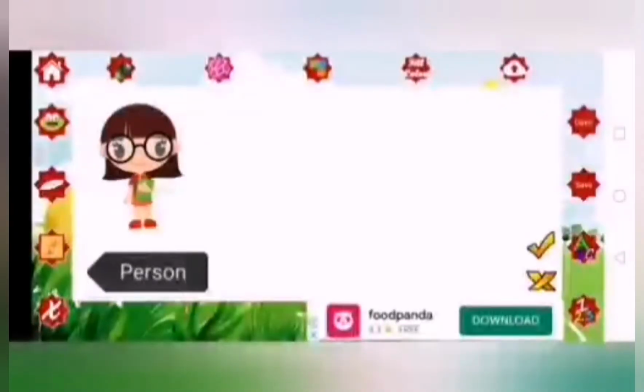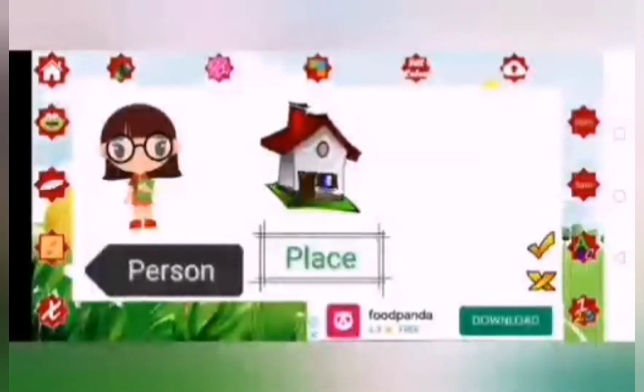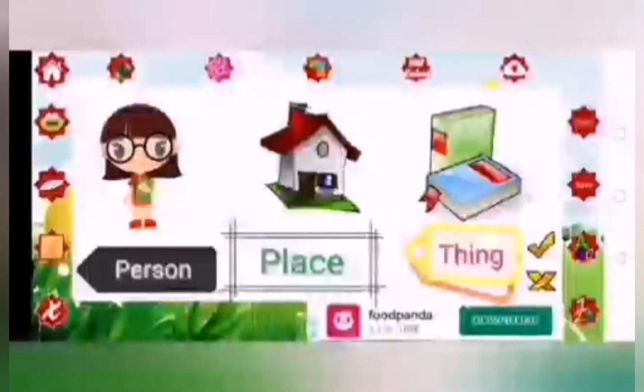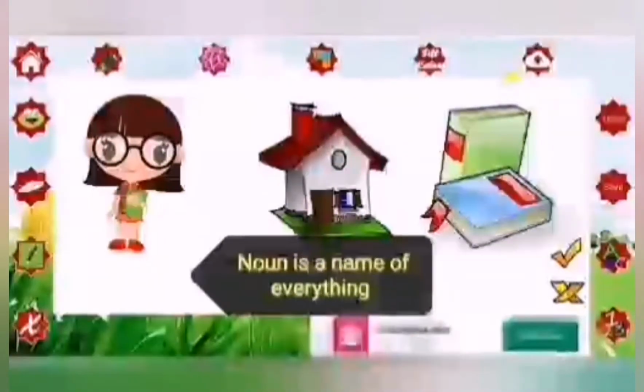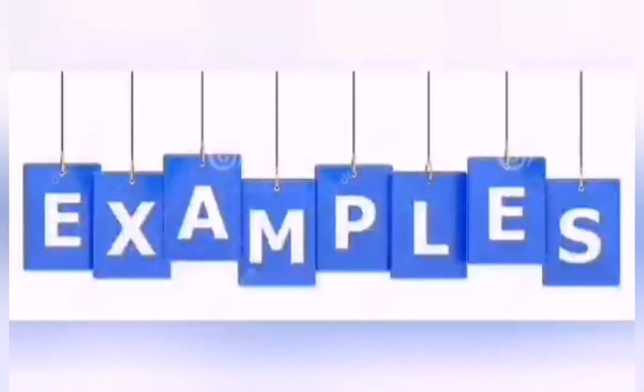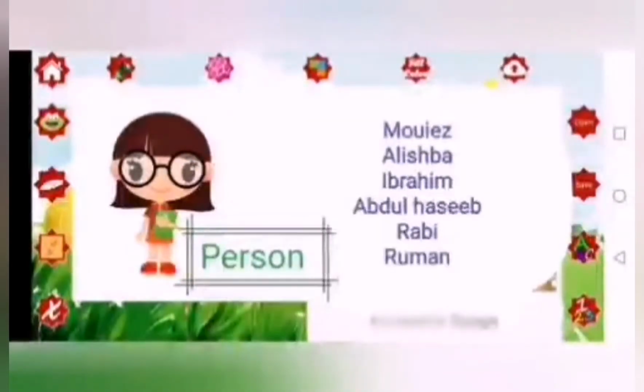Friends, noun is a name of a person, a place and a thing. Simply, we can say that noun is a name of everything. Let's have a look on some examples. Person: Moise, Alishba, Abdul Hasib, Ibrahim, Rabi and Ruman. These are the examples of person.